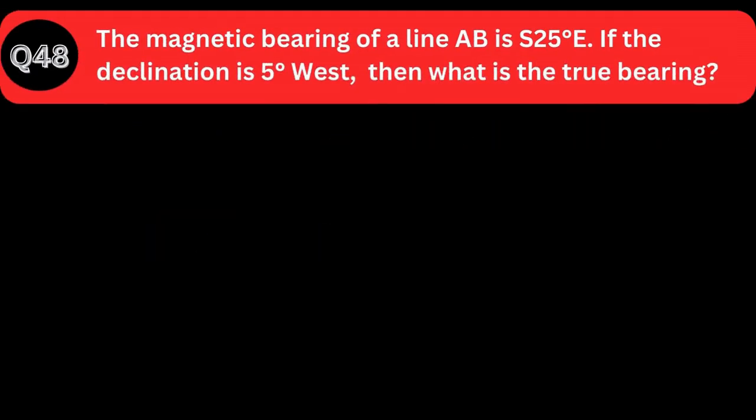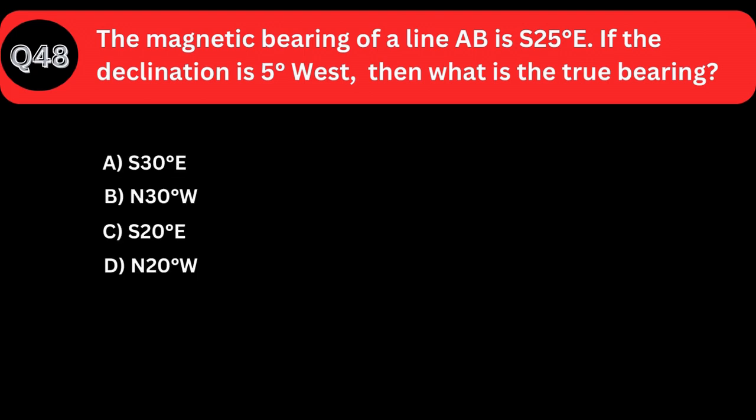The magnetic bearing of a line UB is south 25 degrees east. If the declination is 5 degrees west, then what is the true bearing? Options: A. South 30 east, B. North 30 west, C. South 20 east, D. North 20 west. Answer: A. South 30 east.